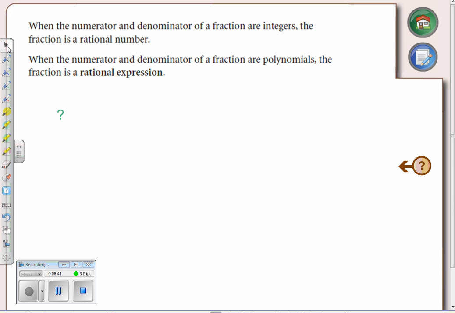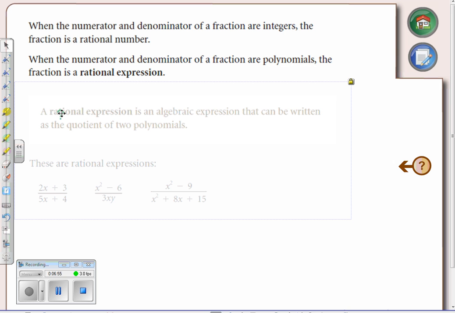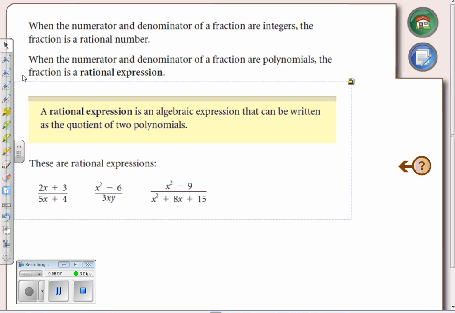Okay, so when the numerator and denominator of a fraction are integers, the fraction is a rational number. When the numerator and denominator of a fraction are polynomials, the fraction is a rational expression. This is what it's talking about here. A rational expression, fancy way of saying a fraction. That's all that's saying. Quotient of two polynomials, just meaning fraction. Examples there that they give.